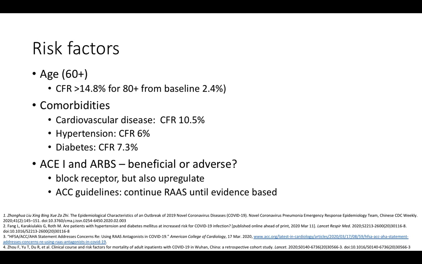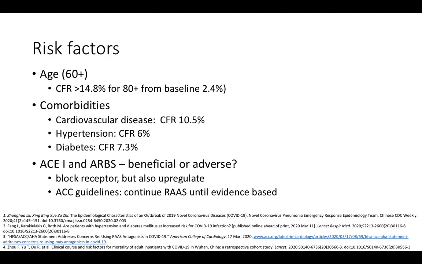Presence of comorbidities like cardiovascular disease, hypertension, and diabetes also increases your risk for death from coronavirus. Cardiovascular disease had a case fatality rate of 10.5%. People with hypertension had a case fatality rate of 6%, and diabetes conferred a case fatality rate of 7.3%.